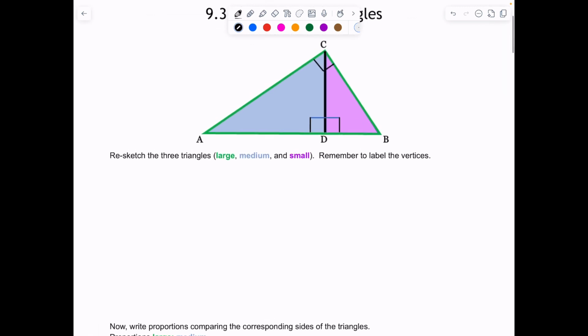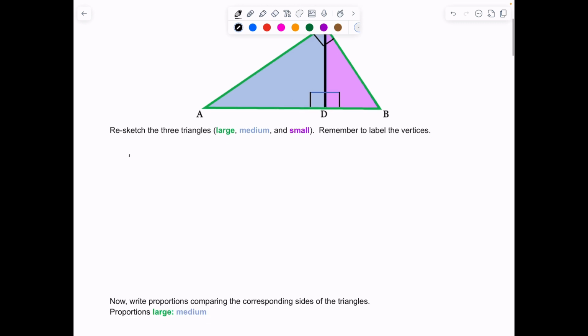So the first thing I'm going to do is re-sketch these three triangles that are in here. You see the green one is the large one, the light blue is the medium, and the purple one is small. I'm going to try my best to sketch these. There's one, that's my large one. I'm going to do my medium one. And then finally my small one at the end.